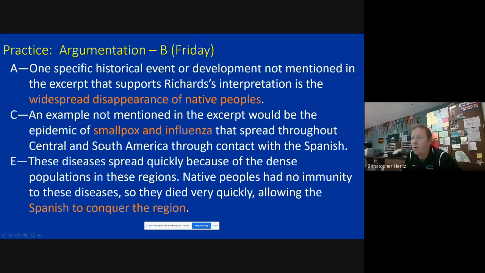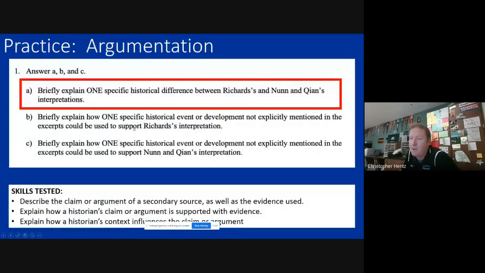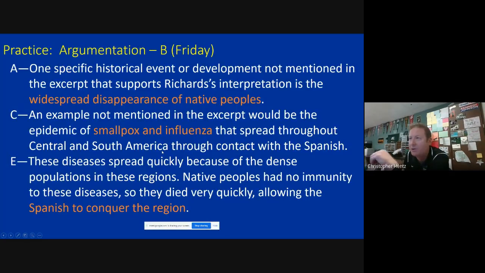All right, so let's go back and look at B. Now, B on this one is always going to be, you're going to need to pull a vocab term that supports Richards's interpretation. And you're going to need to pull a specific vocab term for Nunn and Qian's. I'll give you an example of those real quick, and then we'll move on to number two. So I think we got like 20 minutes left.